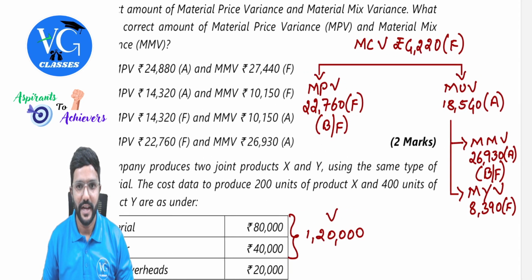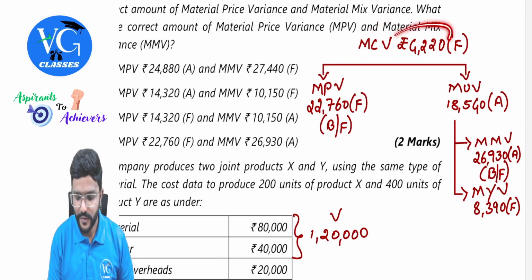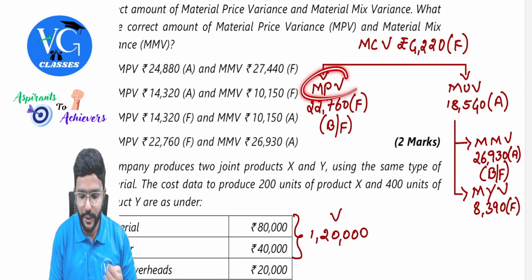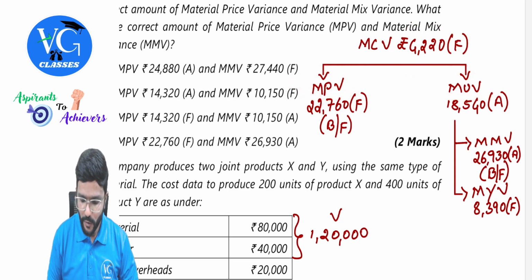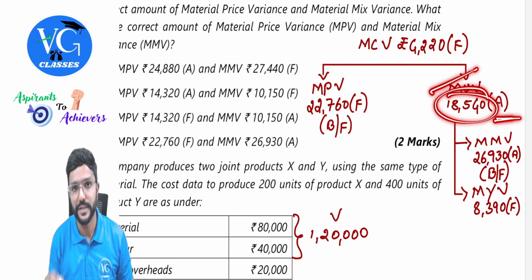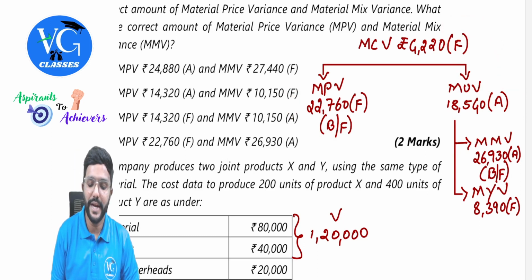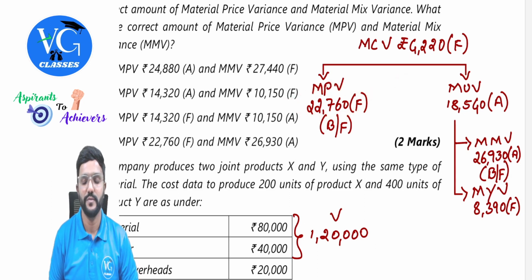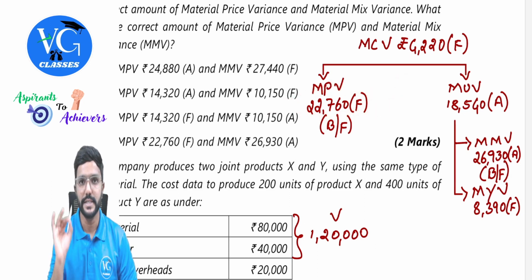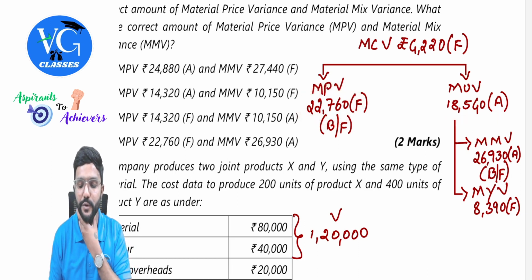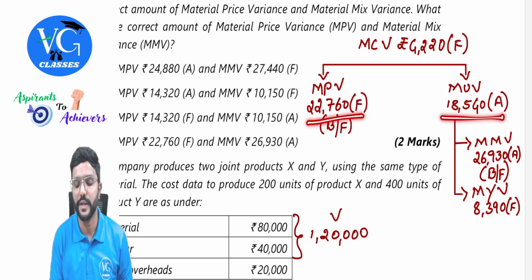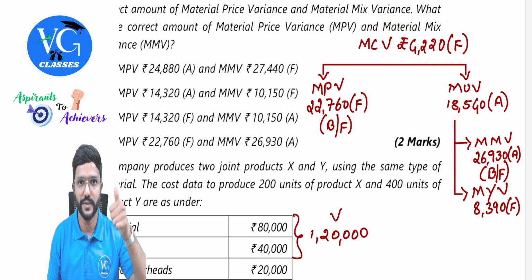I have done it here. Material cost variance 4,220 favorable is given. Divide that into material price variance and usage variance. Usage is given 18,540 adverse. Please be careful, guys. One is favorable, one is adverse. So if I want to find the balancing figure, what should I do? Add up both. So you will get 22,760 material price variance, which is a balancing figure. And if you want to cross check it, you do like this. 22,760 minus 18,540, since this is positive and this is negative, you will get 4,220. Hope you understood.